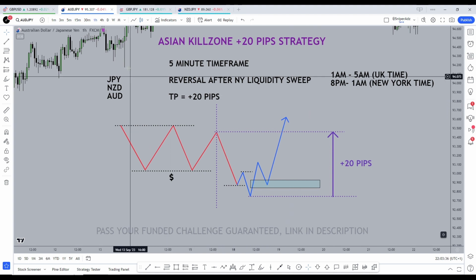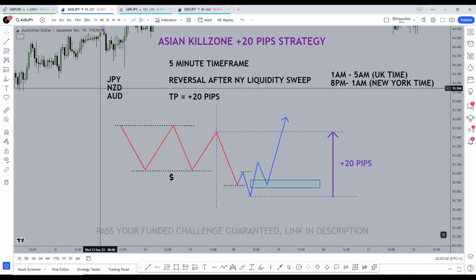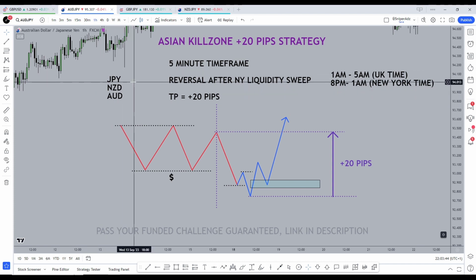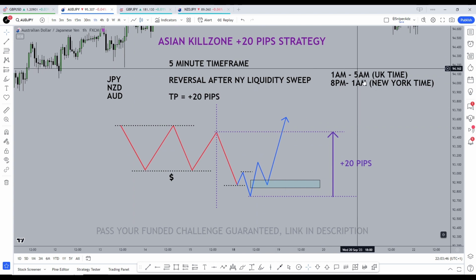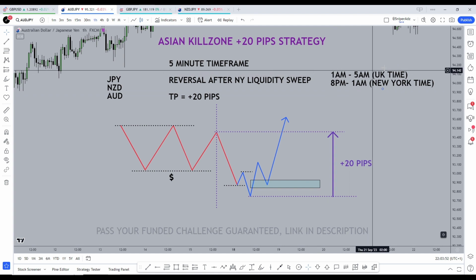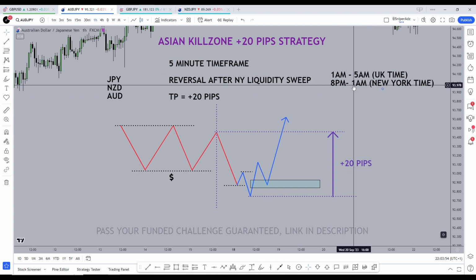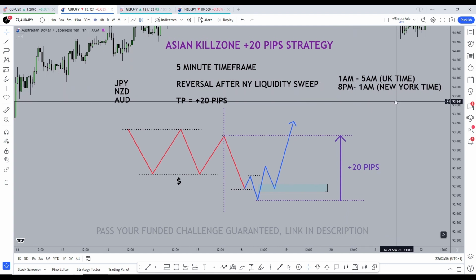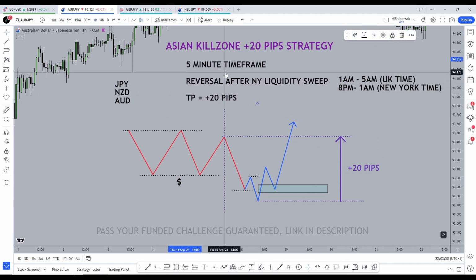As you can see right here on the left hand side of the screen, I have the simple set of rules, the JPY, NZD, and AUD. These are the symbols, these are the pairs that we're going to be utilizing this model on. As you can see to the right hand side of the screen, we have the timings of when we're going to utilize this model. We're going to be looking at it from 1 a.m. to 5 a.m. in the UK, and that's 8 p.m. to 1 a.m. in New York, right? And as you can see from the middle here, we have the rules.